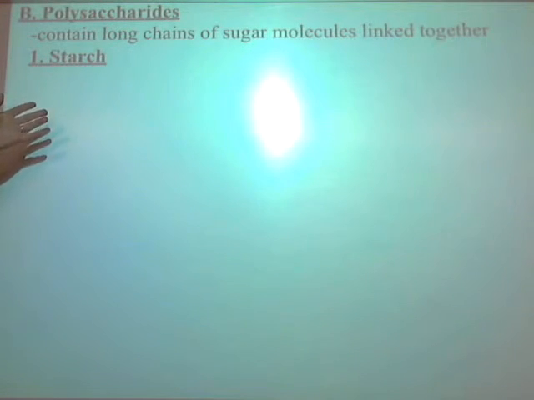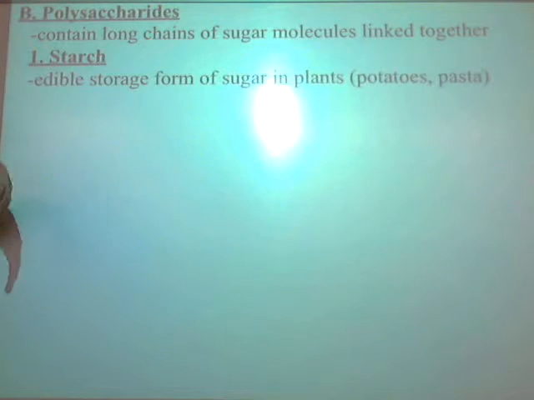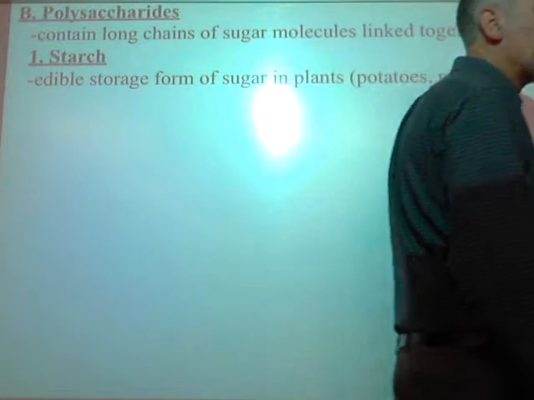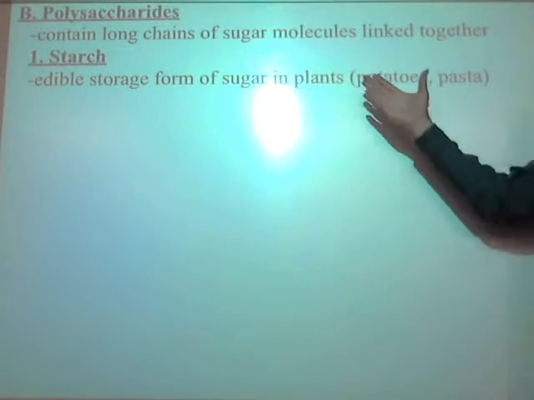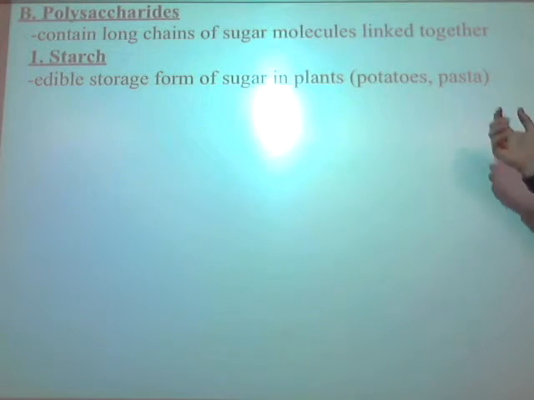They store them as starch, which you're all familiar with. You all know what starch is. Potatoes are starchy. Pasta is starchy. Popcorn, starchy. It's the edible form of storage sugar in plants. Potatoes, pasta, popcorn, all the P words. Anything that begins with a P has starch in it. Just kidding. Pigs? They probably have some starch in them. I don't know. No, not pigs. Plants. This is the plant's way of storing sugar.